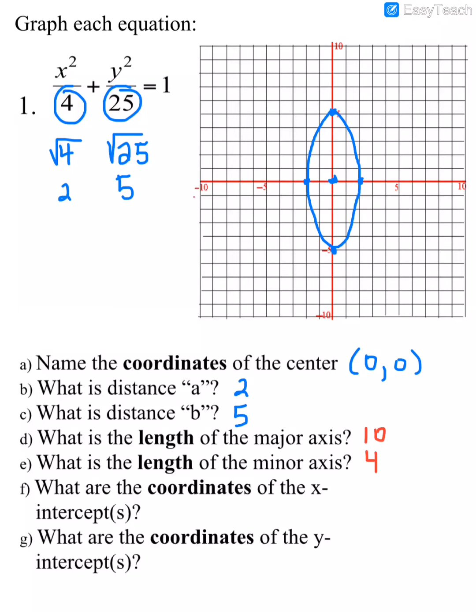The coordinates of the x-intercept, the x-intercept is where it crosses the x-axis. So it would be this point, which would be -2, 0, and this point, which would be 2, 0. And the coordinates of the y-intercept, if I go up here to the top, the coordinates of that point is going to be 0, 5, and then this point down here at the bottom would be 0, -5.